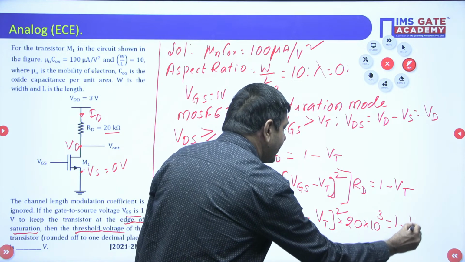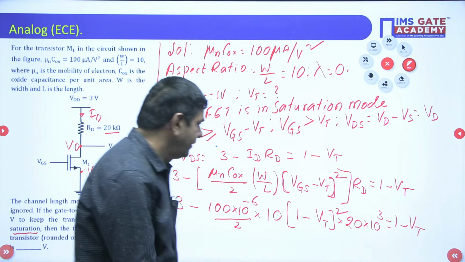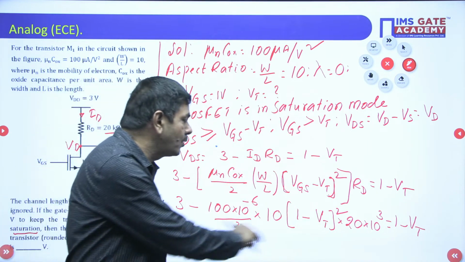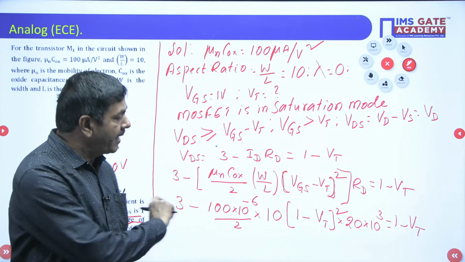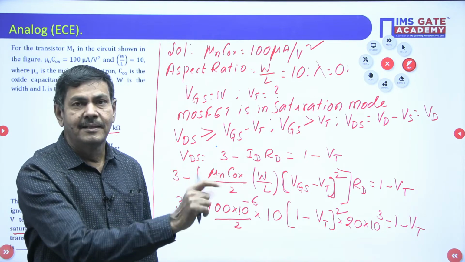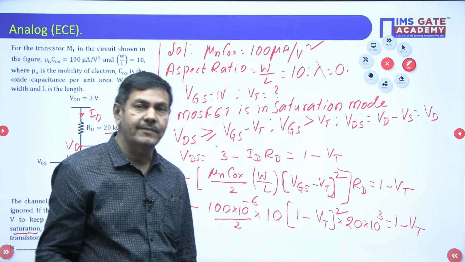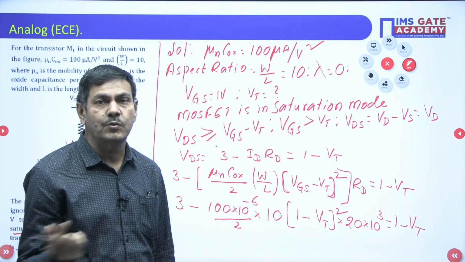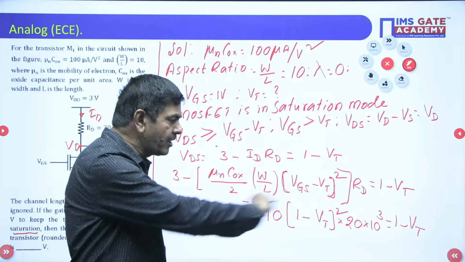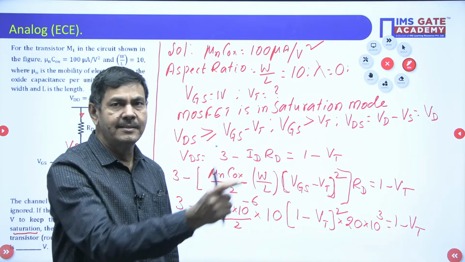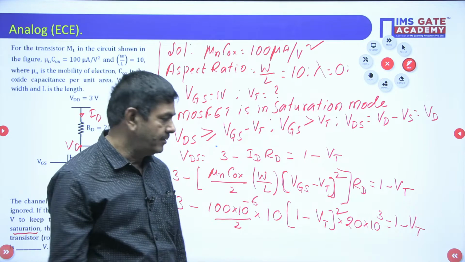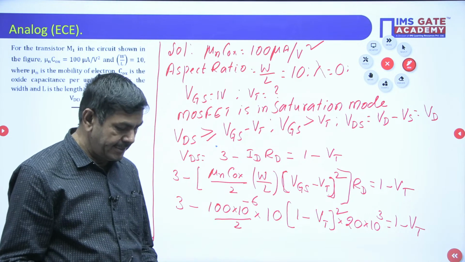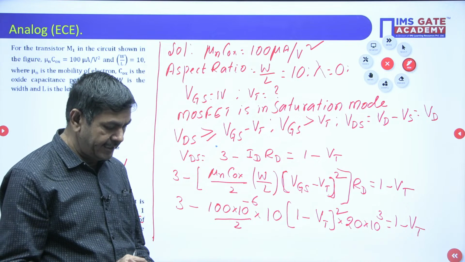That equals 1 minus VT. Yes, finally we are getting an equation in terms of threshold voltage only. Expand the whole function. You are going to get one quadratic equation. By solving the quadratic equation, you can find the threshold voltage. I will give the quadratic equation that you can get. By solving that, we can get the answer.